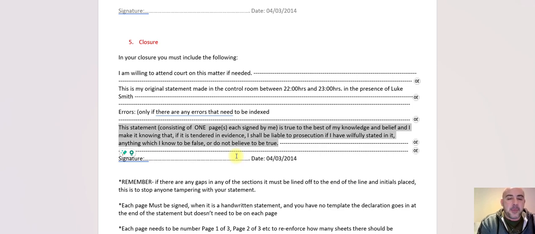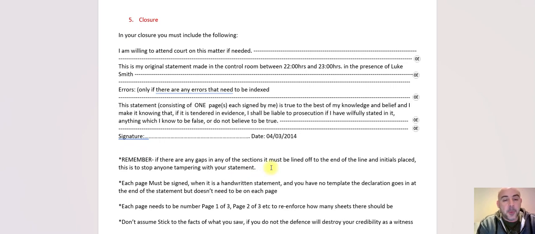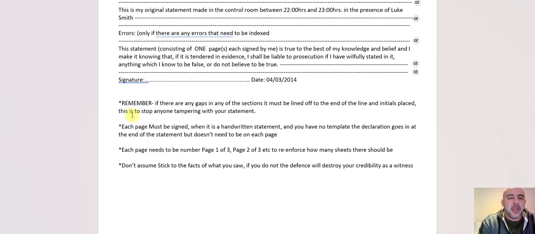So yeah, I believe that's it, guys. I'm going to leave the closure there, because I do go through this again in my next video. And I've just got a few recaps here. Remember, if there are any gaps in any of the sections, it must be lined off to the end of the line and initials placed. This is to stop anyone from tampering with a statement. Each page must be signed.